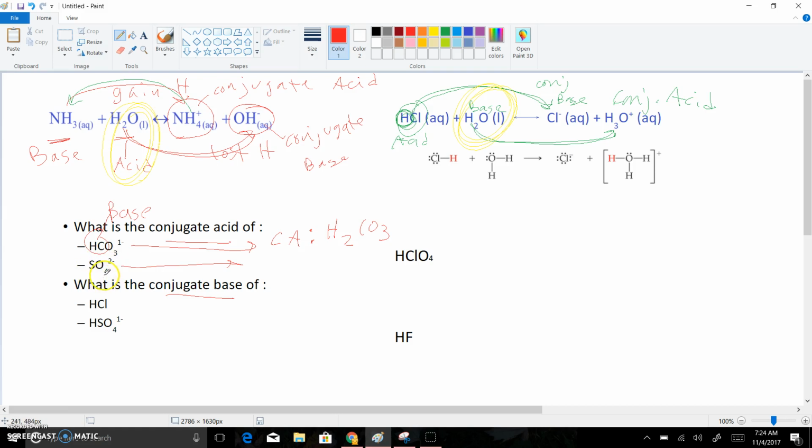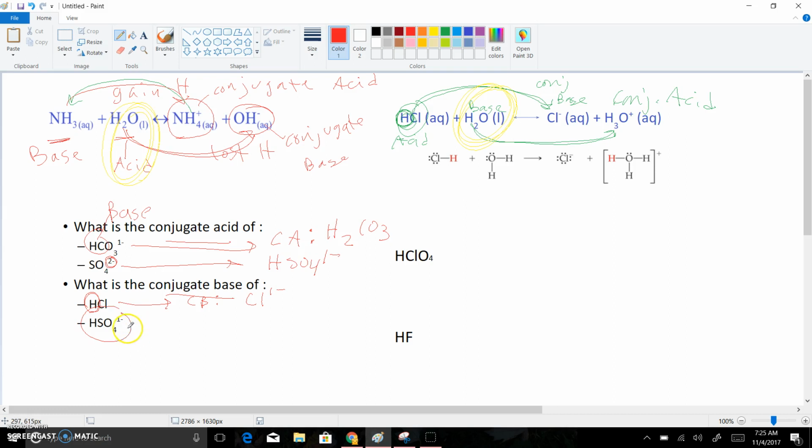SO4 2- is going to act as the base, so I can write the conjugate acid on the other side. That means it has to gain hydrogen. HSO4-. You gain one hydrogen at a time, which means my 2-, since I'm gaining H+, will become a 1-. Look at the next one, conjugate base. So this is my acid, and I'm going to write the conjugate base on the other side. Conjugate base would mean I have lost my hydrogen, so the conjugate base here would be 1 less H+, would be Cl-.